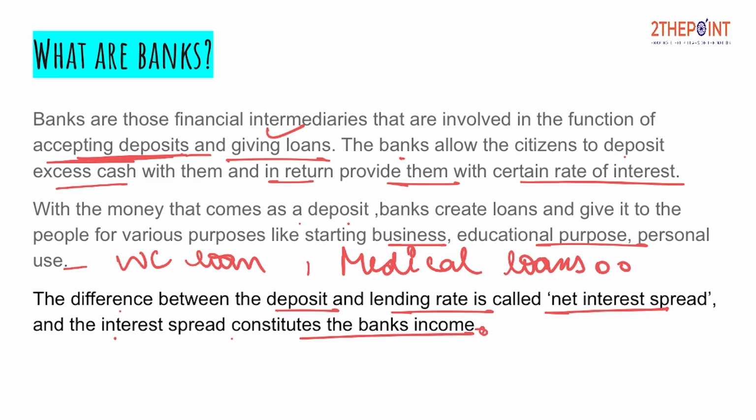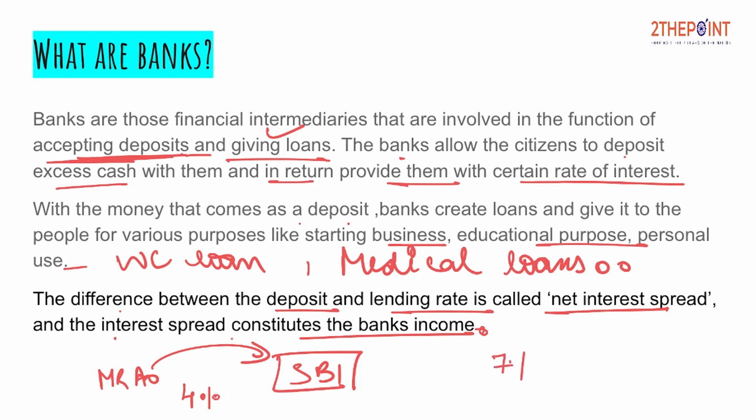So I'll put it this way. Let's suppose there is Mr. A who has some excess cash with him, and he goes to SBI to deposit it. In return, SBI will offer him 4% interest on this money deposited. Now what SBI will do with this money is it will give loans in the market to whosoever requires it at the rate of 7% per annum, right?